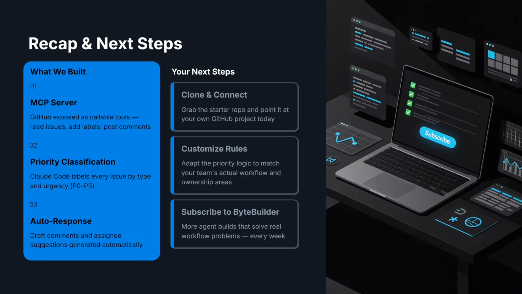Alright, let's look at what we've got. We've spun up an MCP server that gives Claude Code direct access to your GitHub repo. It can read issues, swap labels, and post comments. Then we set up the prompt logic that actually classifies everything by type and priority. So your P0 bugs aren't sitting under a pile of feature requests anymore. And the cool part, Claude Code drafts a response and suggests who should pick it up based on how you have defined ownership. This isn't a toy, you can wire this into a real repo right now.